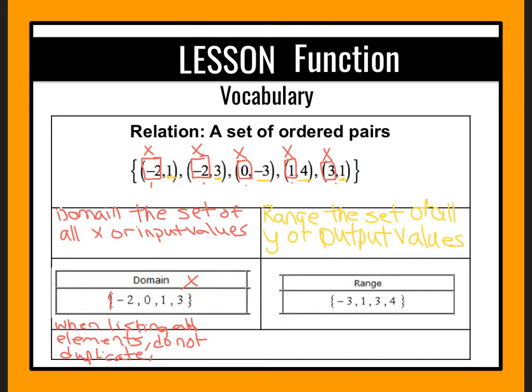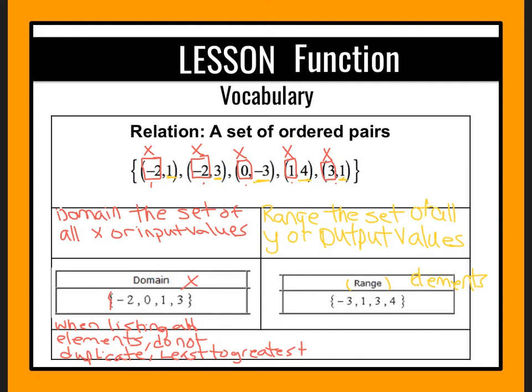I also like to put them in order from least to greatest. And that goes for my range values as well. So -2, 0, 1, and 3 are all my input values. And my range values are written right here. These are all your y values, all the elements that you see highlighted in yellow.